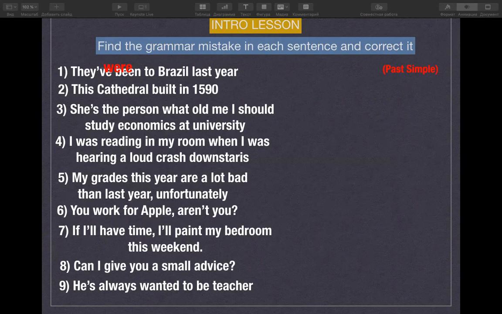The next sentence. This cathedral built in 1519 was built.